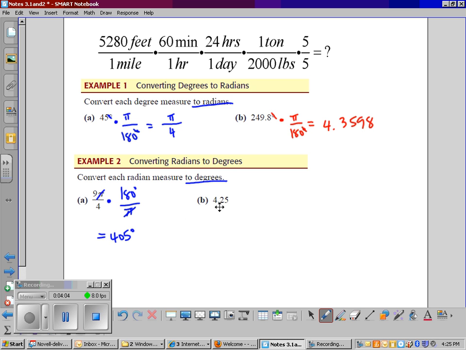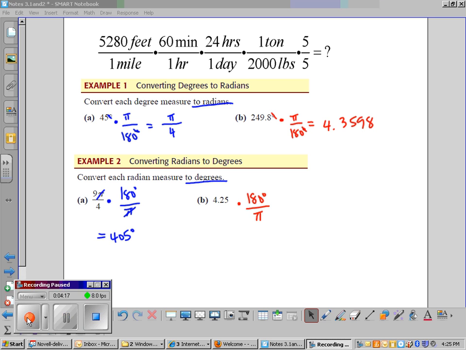Notice that this radian measure does not have pi in it, and that's okay. You still are going to multiply by 180 degrees because that's what you're converting to, divided by pi. And this time you'll use the pi button that's on your calculator. Decimal answer. Notice that I need to make sure that I include the degree symbol in your answer.